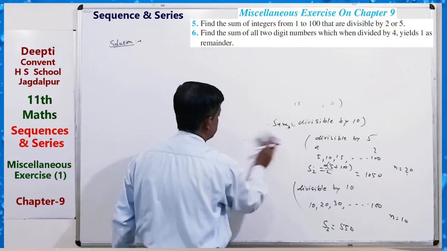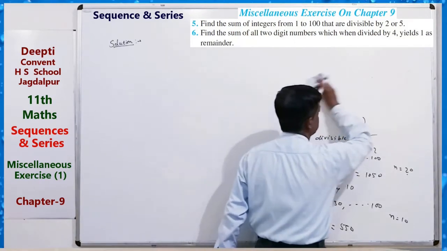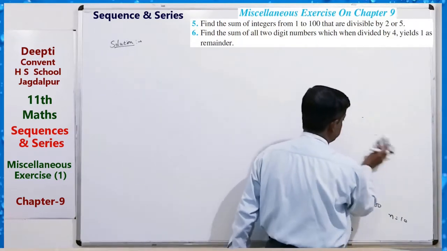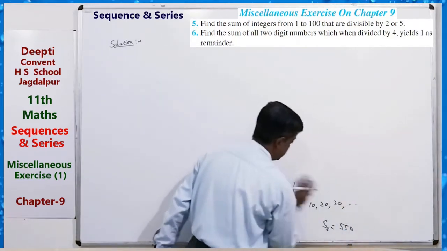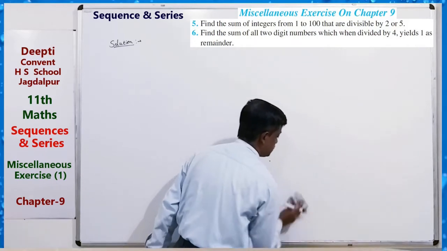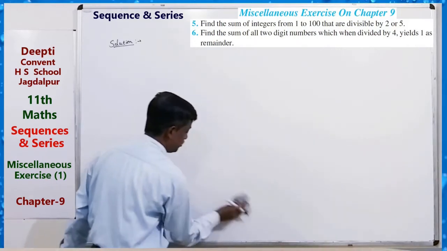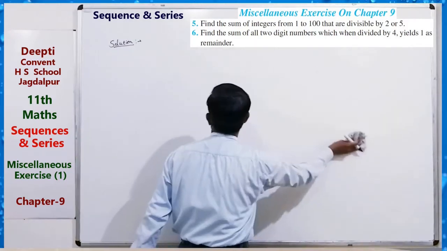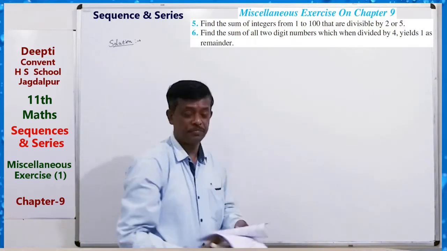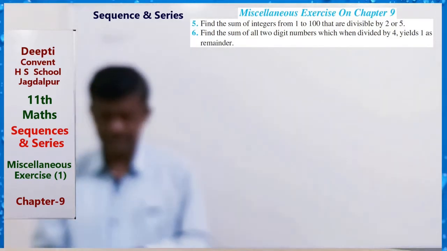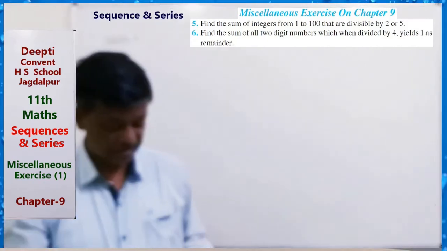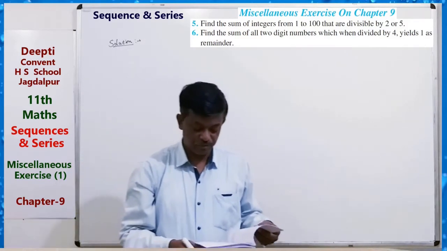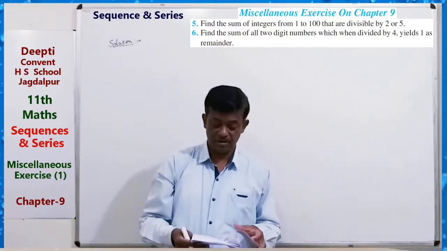Miscellaneous exercise, there are questions of different types, including some special ideas. So just try to solve all the questions from this exercise. You can get different types of ideas on how to solve the questions asked in the exam. Okay, question 6. Question 6 is what? Find the sum of all the 2-digit numbers which when divided by 4 yield 1 as a remainder.